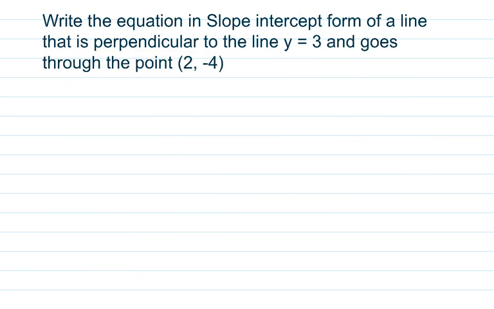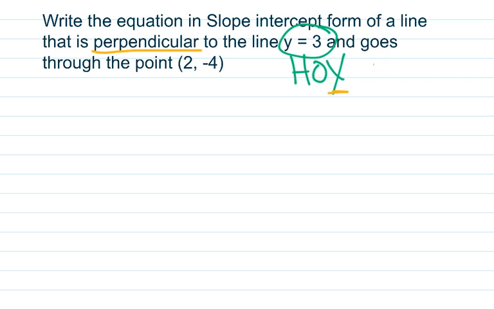Now let's talk about what happens if we have horizontal and vertical lines. In this problem, we have write the equation in slope-intercept form of a line that is perpendicular to the line y equals 3 and goes through the point 2, -4. The very first thing I look at is y equals 3. It's just y equals a number, so I immediately think HOY because HOY has the y in it. So that means the slope here is 0.